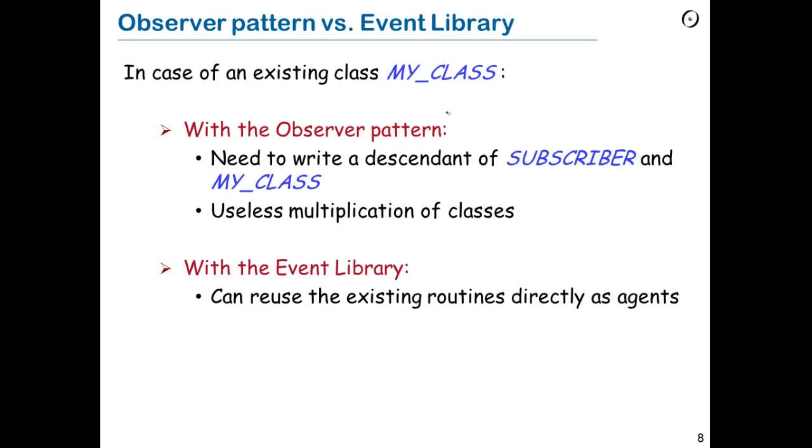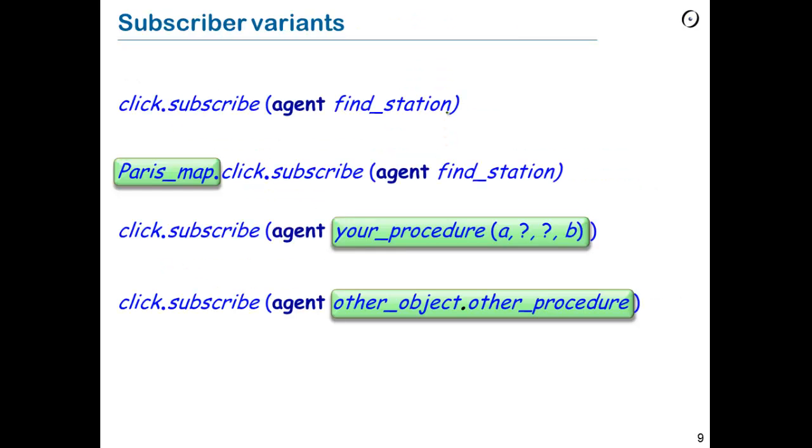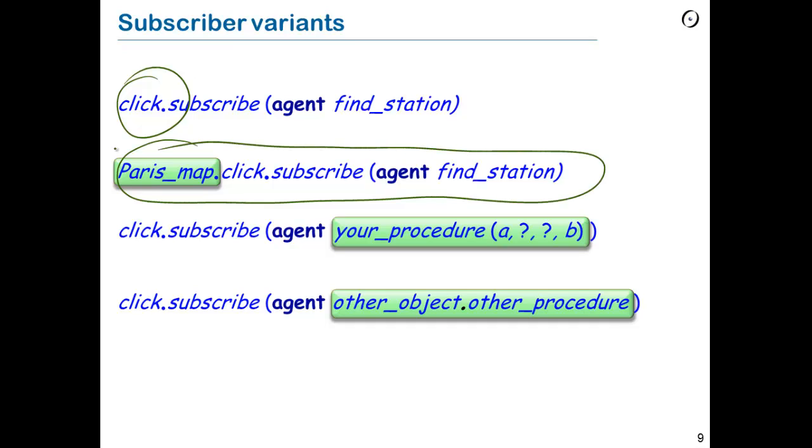In the use of the observer pattern, we had to write a subscriber class, and then that subscriber class would have a routine which calls find station. Here we don't need any of that junk. We can directly use find station. So we can have lots of variants. We can directly subscribe to an event type. We can subscribe to the Paris map. Previous slide it was Zurich map. We travel a little bit for variety between Paris and Zurich and back.